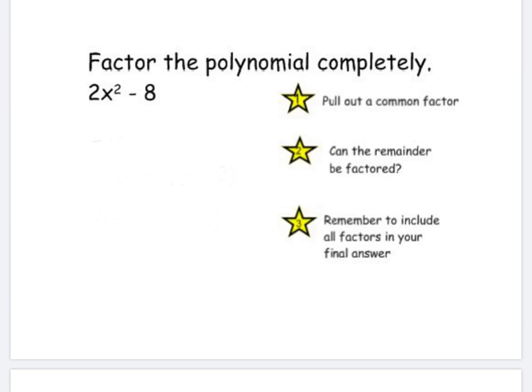Then let's look at a couple more examples. So if I have 2x squared minus 8, if I pull out a common factor, my common factor would be 2. So 2 out of 2x squared would be x squared, and 2 out of 8 would be minus 4. Then you have to look at the remainder. So x squared minus 4, can that be factored? That should stick out to you, as that's a difference of squares.